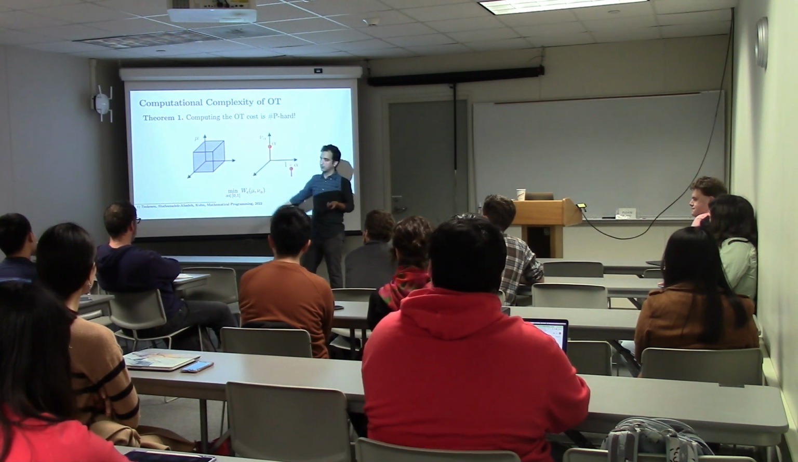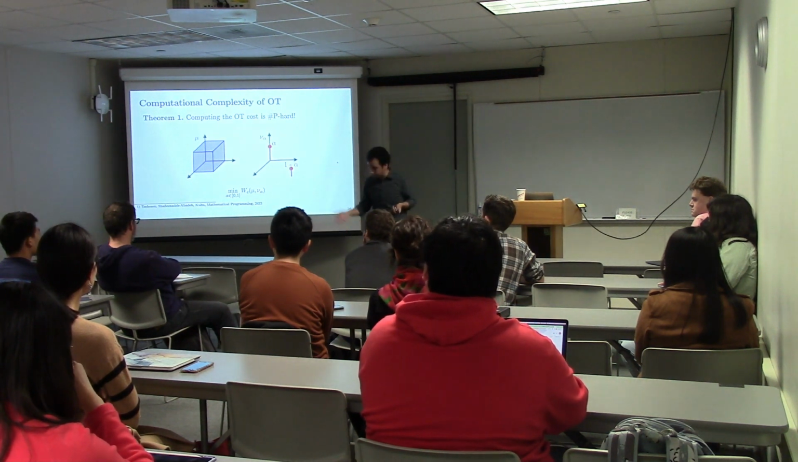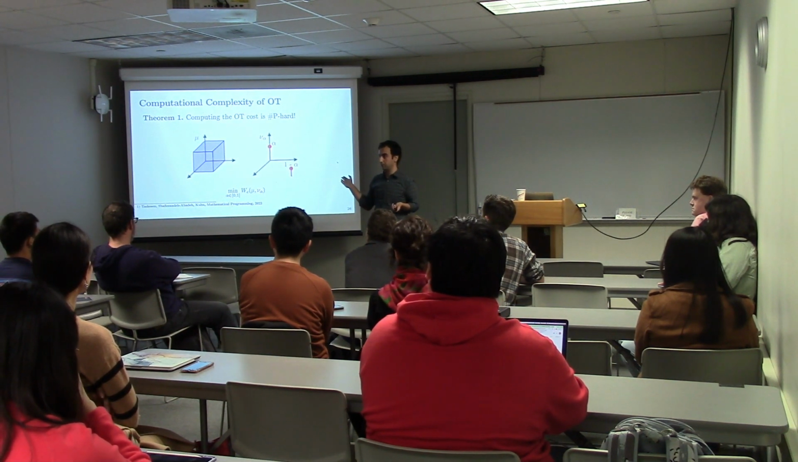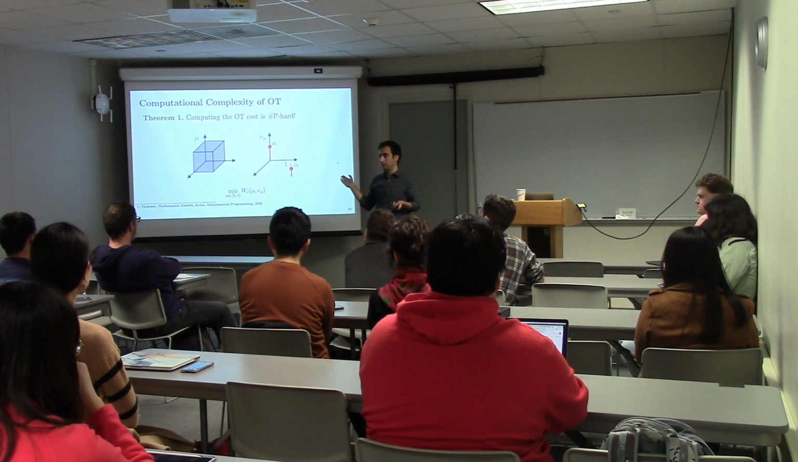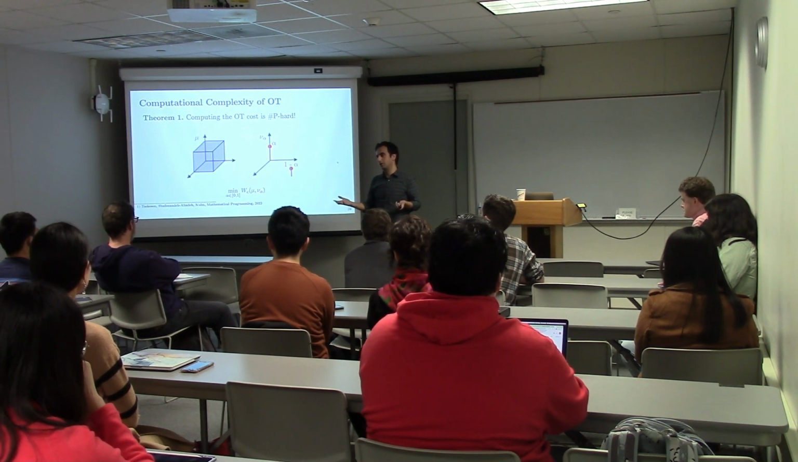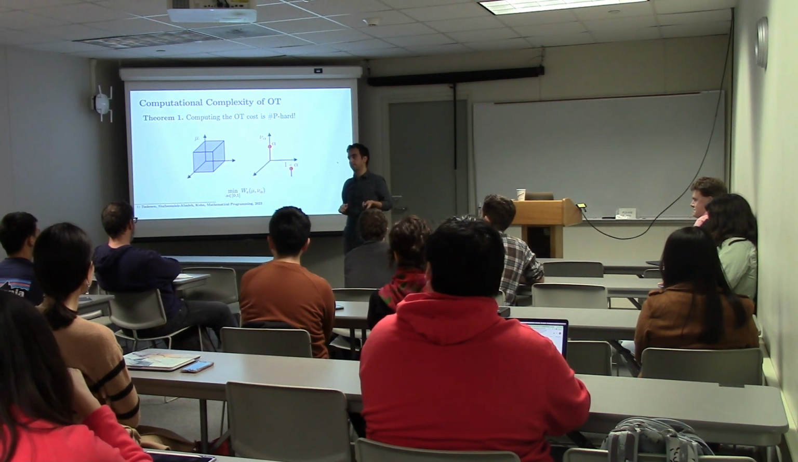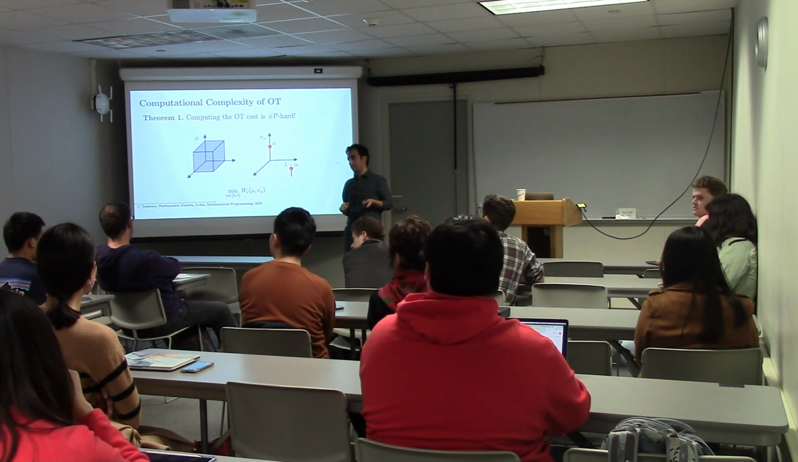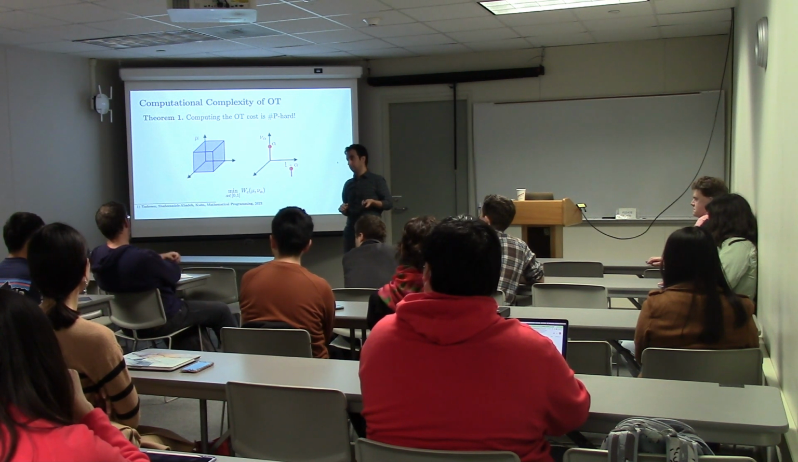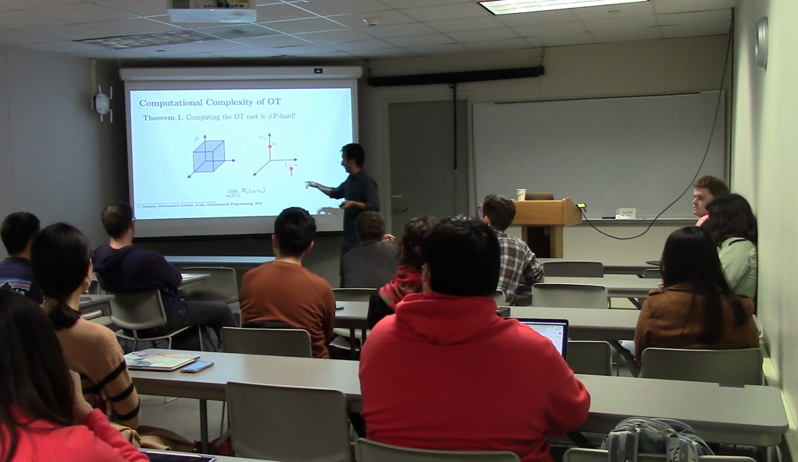And this result tells you that to find the optimal value of this optimization problem, you need more than a polynomial number of bits in the input description of this problem. I see. So that means that if alpha is a simple rational number, for example, I'm not in trouble. This is still an affordable thing. Yeah, of course, yes, exactly.